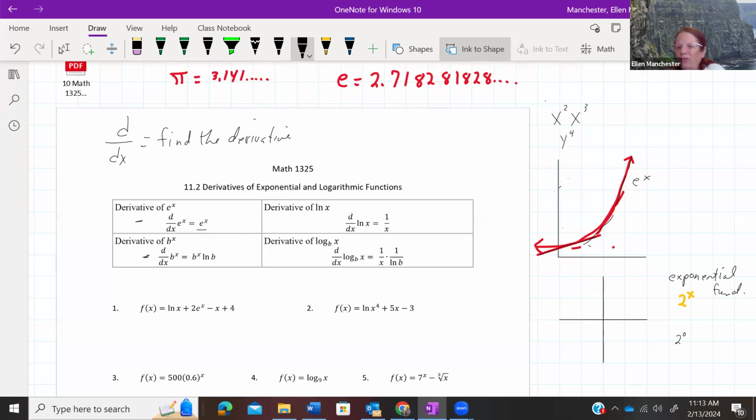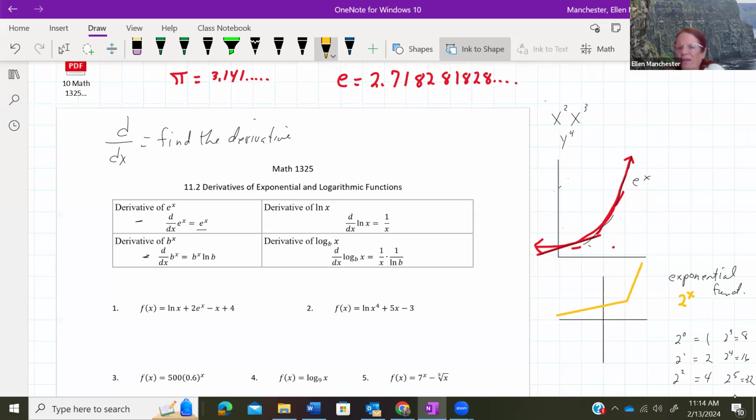Because if I said 2 to the 0, that's 1. 2 to the first is 2. 2 to the second is 4. 2 to the third is 8. You can see every single one of these are doubling. So that's what the exponential function does, it doubles every single time I add a number to my exponent. So it just keeps doubling. And as we're doing this, it starts out slow and then it gradually increases.